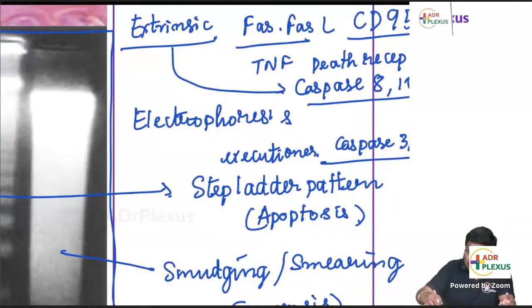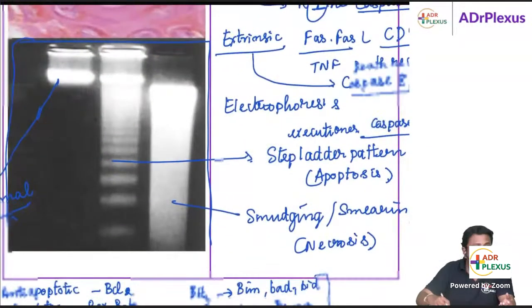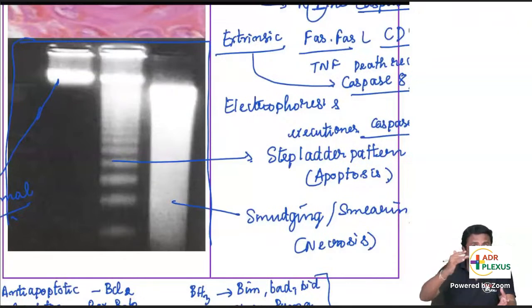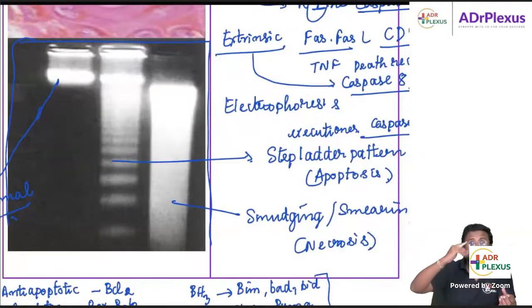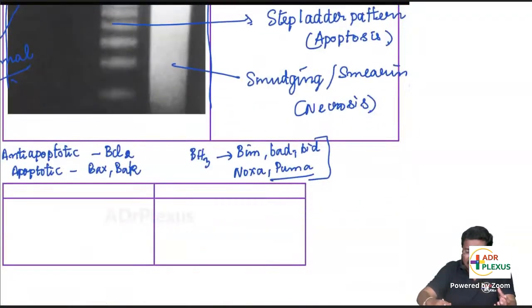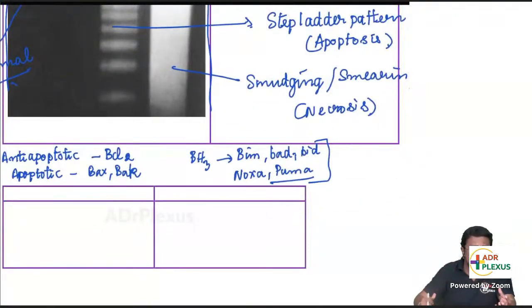Executional caspases. Now they will be cleaving the nucleus. Endonuclease will cleave the nucleus. That is why you are getting this step ladder pattern, because the nucleus is getting cleaved. And you will be getting a formation of the apoptotic bodies, and phagocytosis will occur of the apoptotic bodies.